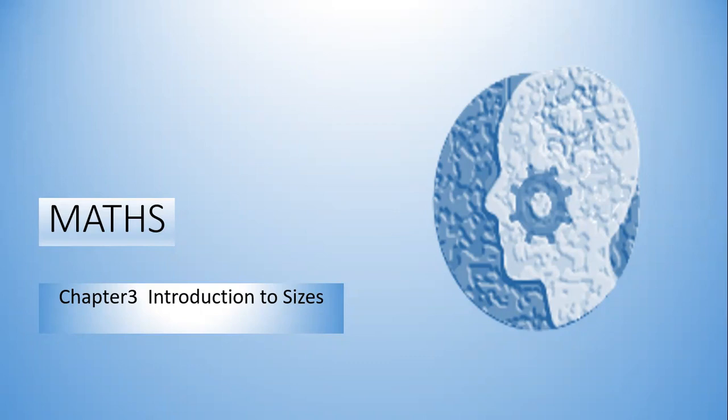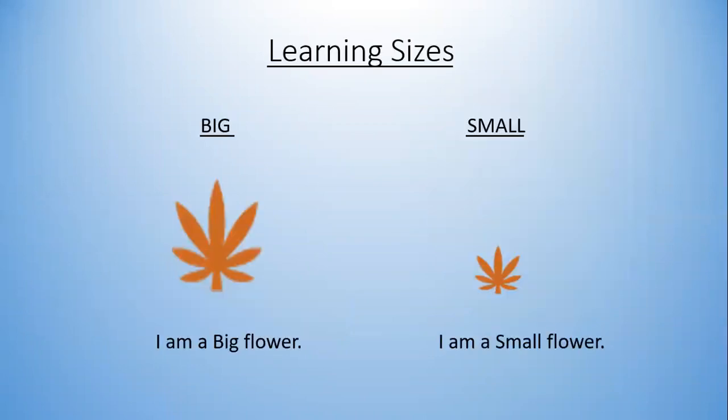So now let's see. Here we'll see different sizes. One is big and one is small. If you see the picture, the first one is a big flower and the second one is a small flower. So now see, I am a big flower. I am a small flower. Do you understand the difference between big and small? Now let's go ahead.